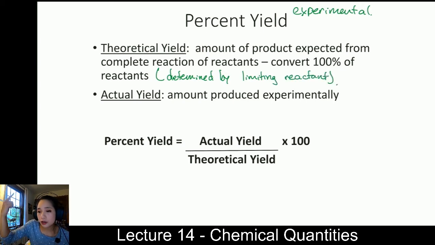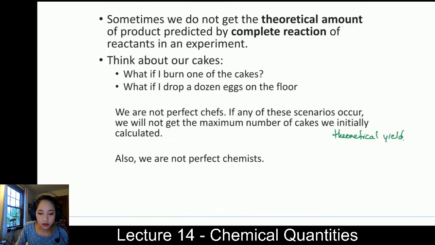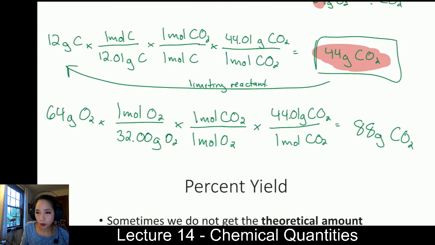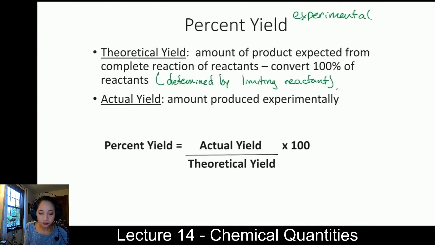So all those numbers that we calculated previously, those were our theoretical yields. So here in this question, our theoretical yield will be 44 grams of CO2. We're always limited by our limiting reactant. 88 is not our theoretical yield, it's 44 grams of CO2. And then your actual yield, this is the amount of product that you actually made during your experiment.